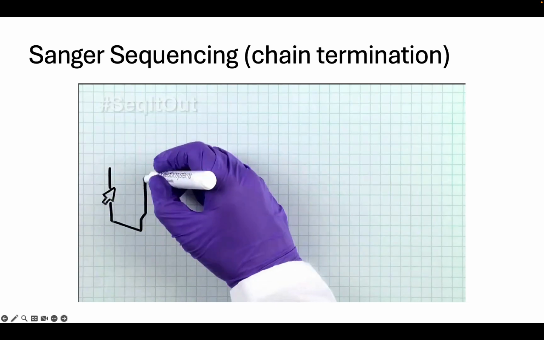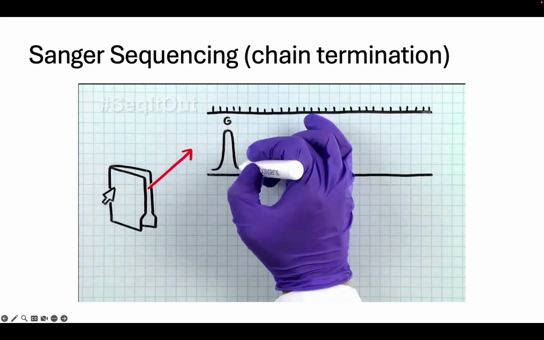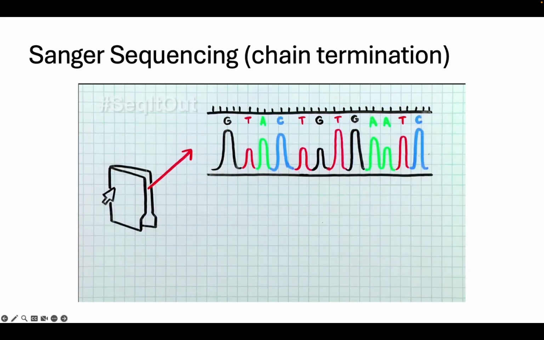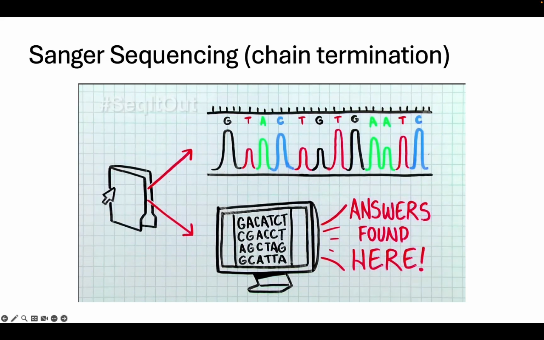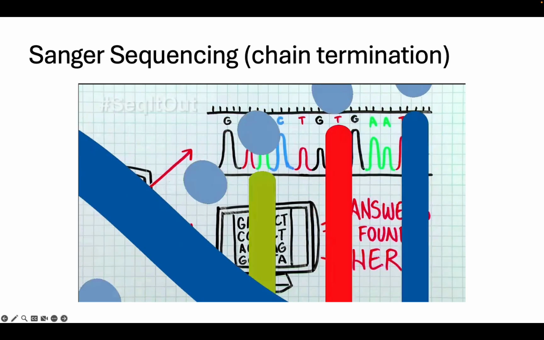What you will get in the end is a data file showing the sequence of the DNA in a colorful electropherogram, and a text file which you can use to answer the questions you may be asking. And that, in a nutshell, is Sanger sequencing.